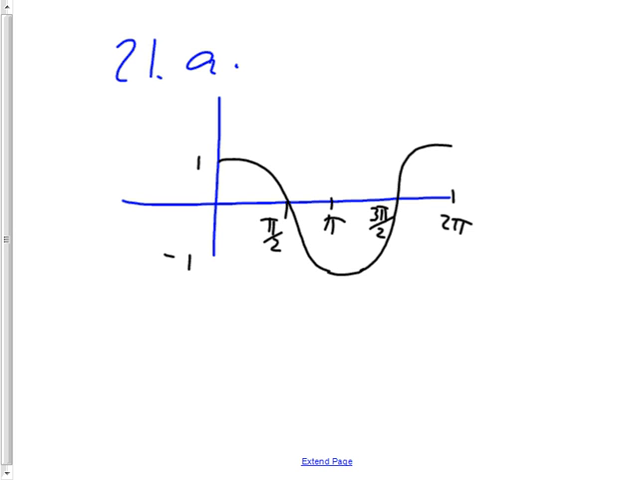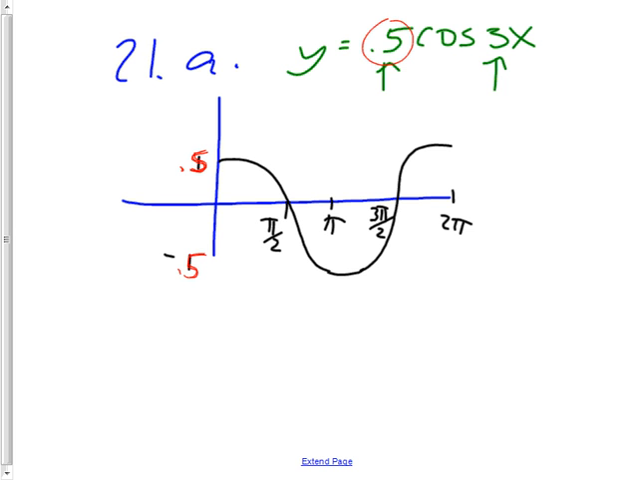So the next part here is to renumber it based on the fact that our question really isn't the parent. Our question is y equals 0.5 cosine of 3x. That's important. Well, the 0.5 is just the number out front. That's the amplitude. I multiply both of these by 0.5, which is 1 times 0.5, and -1 times 0.5, and I get -0.5 and +0.5. There we go. I fixed that part.